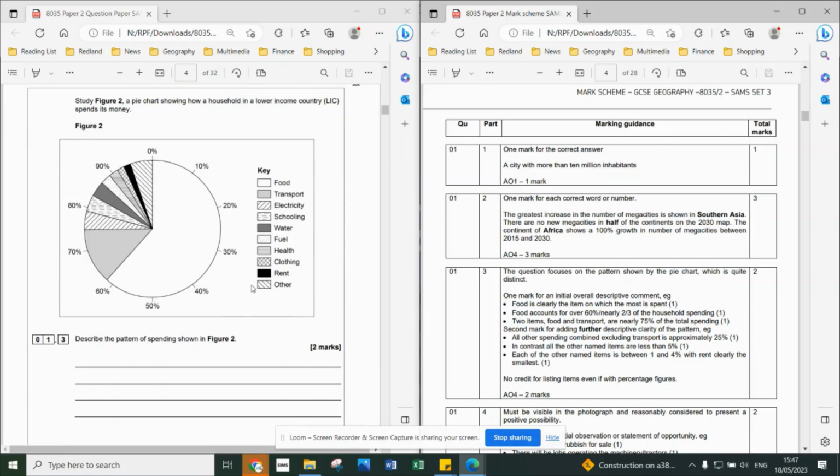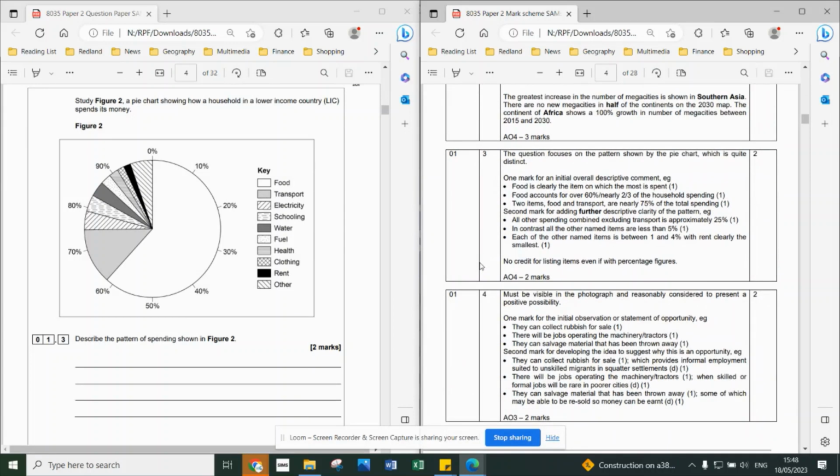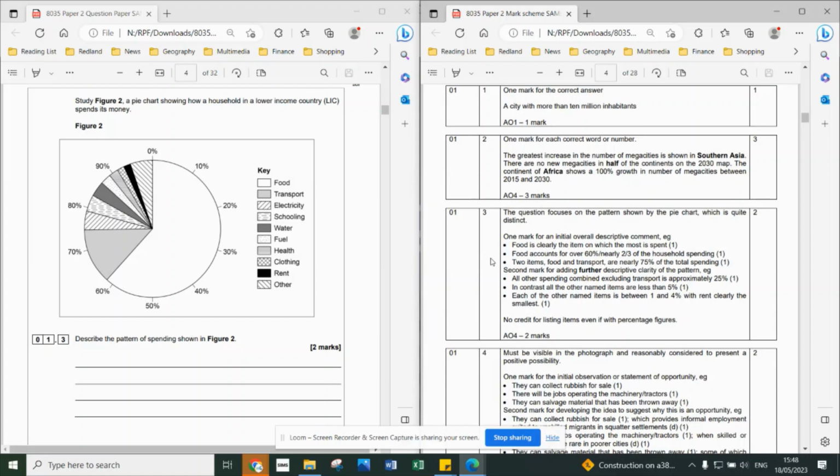We then have 1.3. You've got a nice pie chart, and the question says, describe the pattern of spending in figure 2. Figure 2 shows the household spending in low-income countries. You can clearly see that most of the money, about 62% of the household's income in a low-income country, is spent on food. Describe the pattern. That in itself, you get your 1 mark. 62% of household income is spent on food, and then the second mark would be something along the lines of other spending combined, with the exception of transport, is about 15%. Okay, not 15, 25%. Sorry. So that could be another way of getting the second mark. You just basically have to make another statement with data from the figure.